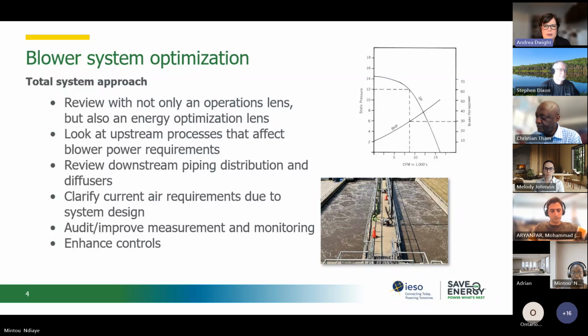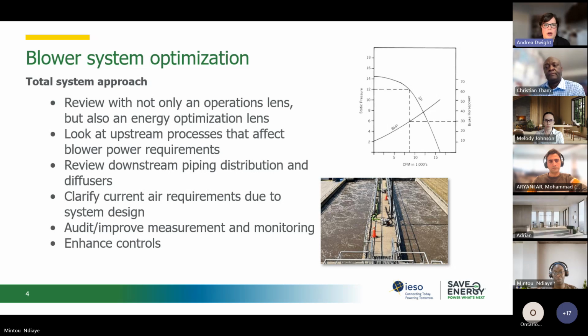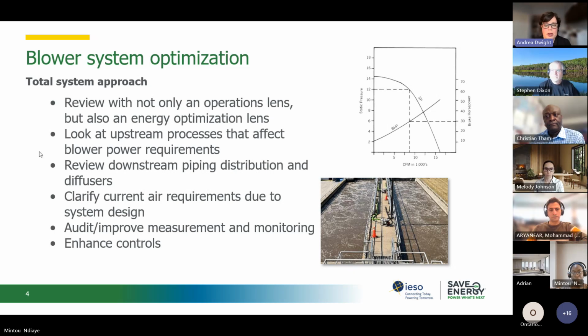As previously mentioned, we want to take a holistic approach and look at operational efficiency, not just from an energy standpoint, but through an operations lens as well. We don't have much time, but we're going to do an overview of the systems before and after blowers, along with controls and some measurement techniques that hopefully will give you some opportunities to save energy and costs.